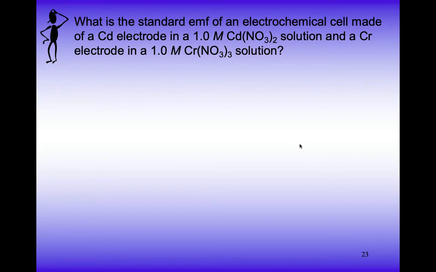Okay, what is the standard EMF of an electrochemical cell made of a cadmium electrode in a 1 molar cadmium nitrate solution and a chromium electrode in a 1 molar chromium 3 nitrate solution? We know it's chromium 3, and that's important because in that list of cell potentials, you're going to see chromium 2 to chromium metal, you're going to see chromium 3 to chromium 2, and you're also going to see what we need here, chromium 3 to chromium metal.